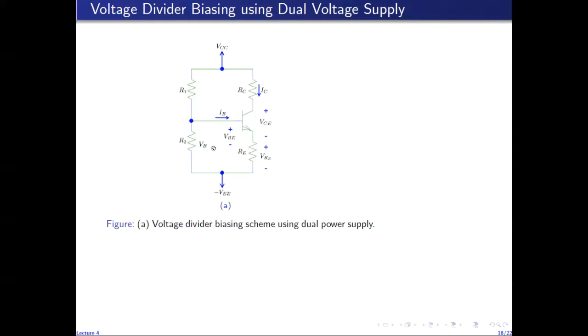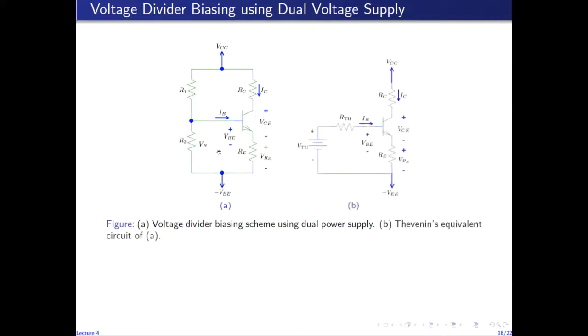So in this network, we can again solve for the circuit on the base side of the network and find its Thevenin equivalent. And the resulting Thevenin equivalent voltage divider biasing network using dual supply is shown on the right here. As you can see, the only difference is that instead of ground, we have minus VEE.